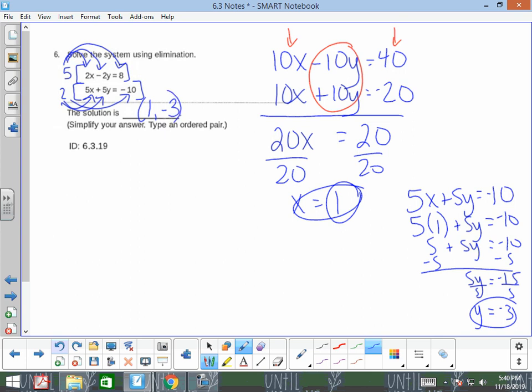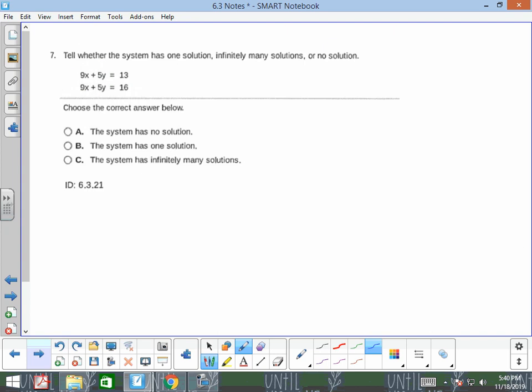Okay, so now at the end here I have, it says tell whether the system has one solution, infinitely many solutions, or no solution. All right, so it doesn't really matter. I'm going to multiply the top one by negative 1. Why doesn't it matter? Because if you notice, if I multiply by negative 1 for the x, I'm going to eliminate the x. If I multiply it by the y, I'm going to eliminate the y. In this case, this is the top equation. I'm multiplying negative 1 times 9x and negative 1 times positive 5y and negative 1 times 13. Now, the bottom one I'm going to leave the same.